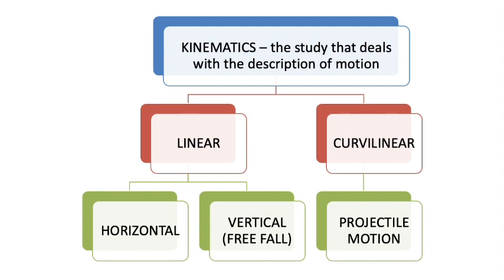This is a branch of physics that is called kinematics, the study that deals with the description of motion. And here we classify motion as linear and curvilinear. Linear motion is further subclassified into horizontal motion, which we're going to focus here in grade 7, and vertical or free fall, which we will cover in grade 9. And curvilinear is specifically what we call the projectile motion that will be learned in grade 9.